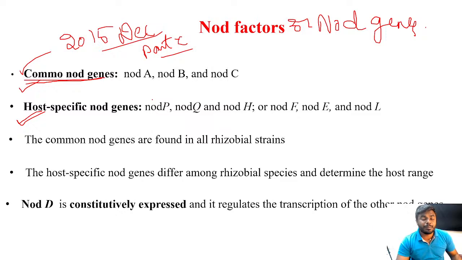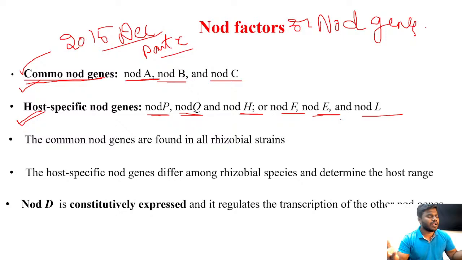What are the best examples? You have to remember the examples. There is no exception here. Common nod genes are nodA, nodB, nodC. Host specific nod genes are nodP, nodQ, nodH, nodF, nodE, nodL. Very simple. P, Q, H, F, E, L, A, B, C.